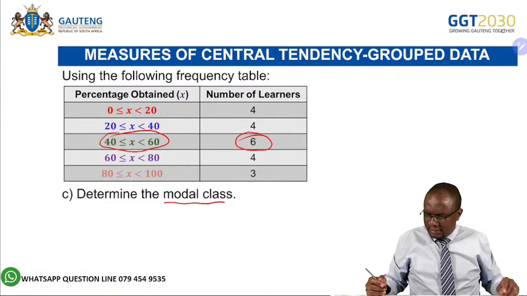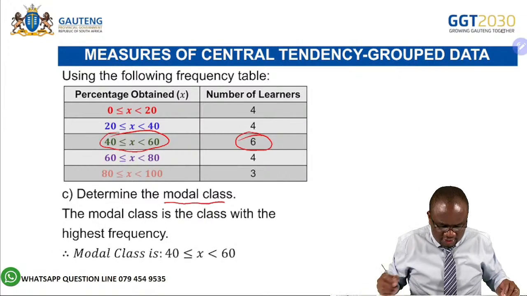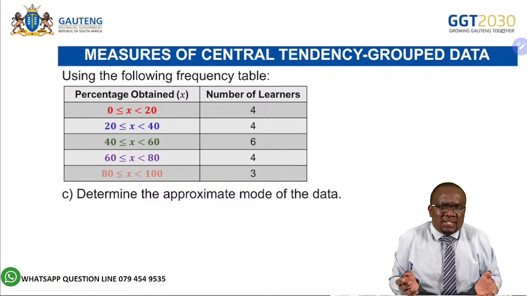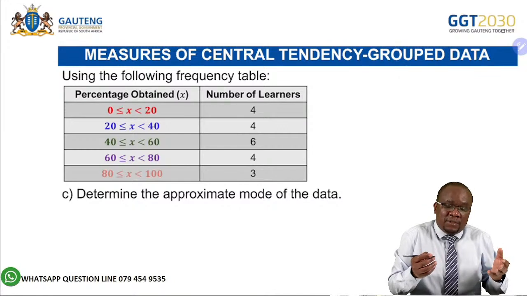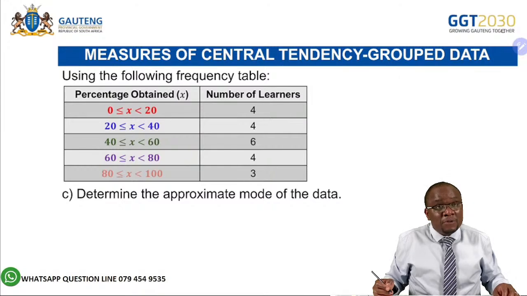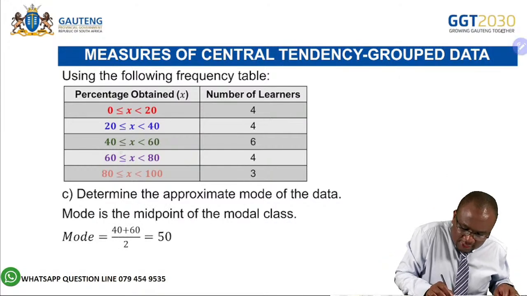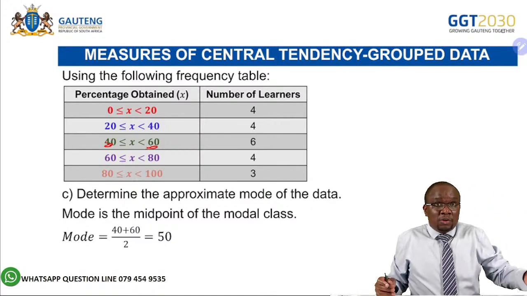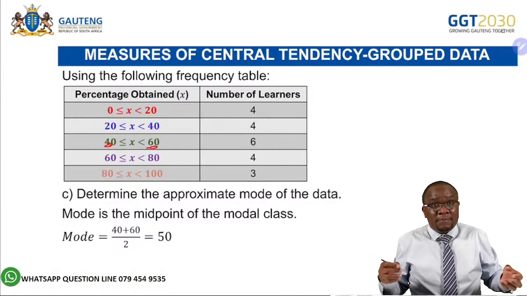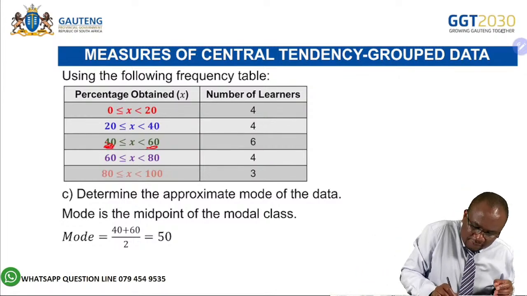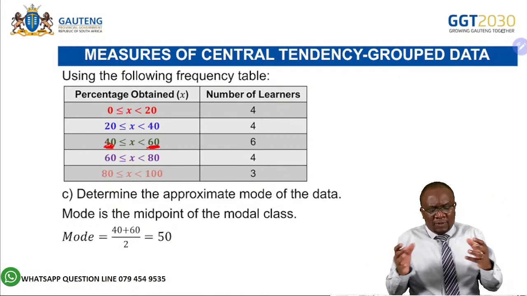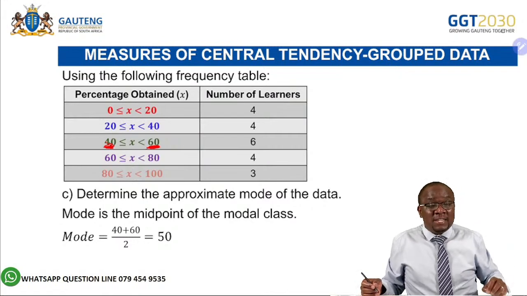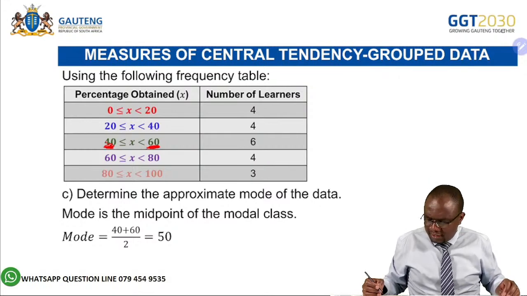And then the next question says, determine the approximate mode of the data. Now you're estimating the mode. So we're going to use the midpoint of the interval to estimate the mode. We say 40 plus 60, and then divided by 2. We find the average of the lower limit and the upper limit. Remember, this one is called the lower limit, this one is called the upper limit. So we add them and divide by 2 to estimate the mode. You should be able to identify the modal class and also to estimate the mode.